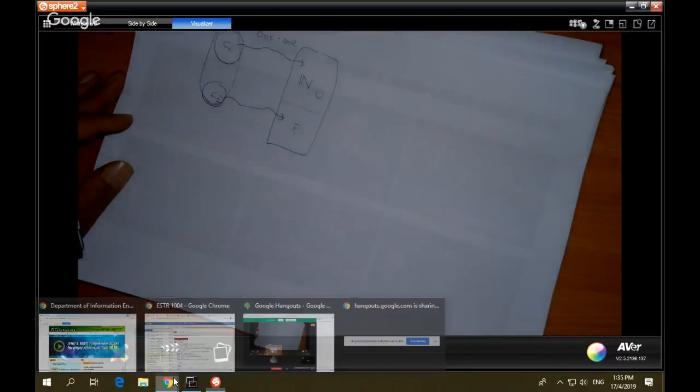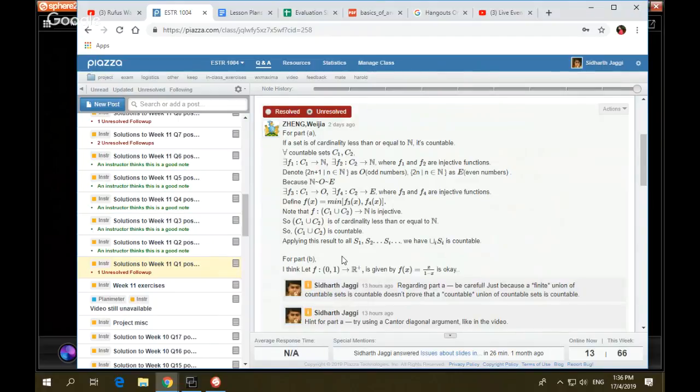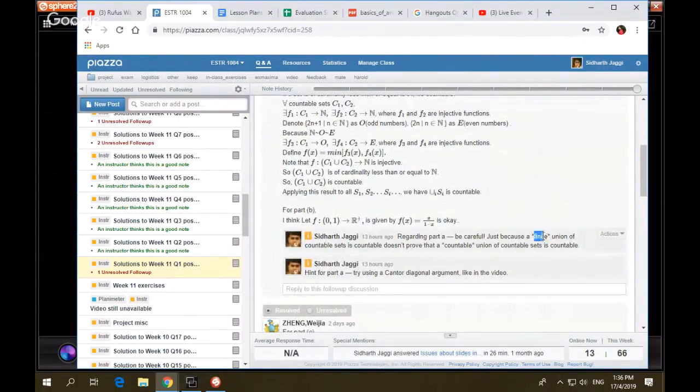And if you look at the details of his proof, this is correct. This is basically just saying, map the nth element of C1 to 2n plus 1, the nth element of C2 to 2n. So therefore it's doable. You can do this. But the problem is, just because a finite union of countable sets is countable, that doesn't mean a countable union of countable sets is countable, right? Because again, we have to be careful when dealing with infinities. So you really do have to be careful. So my hint for this one was to use a Cantor diagonal type argument. Okay, and what do I mean by that?